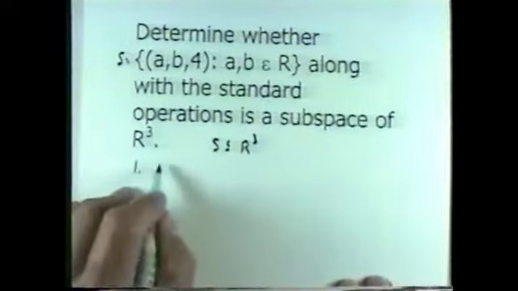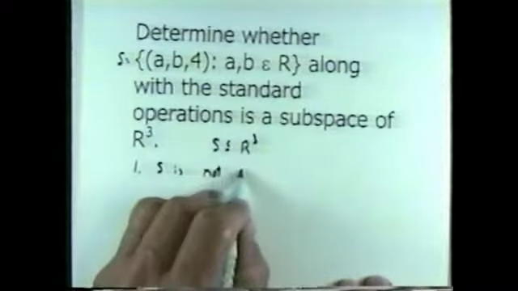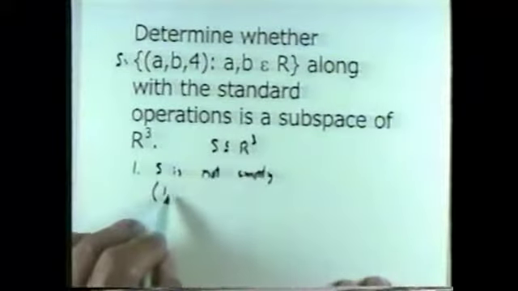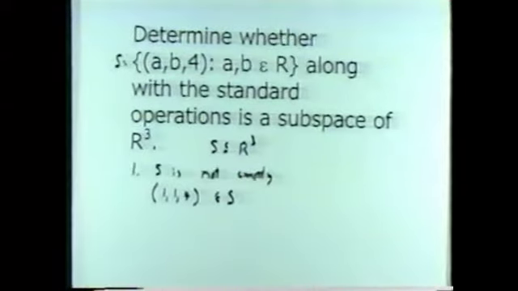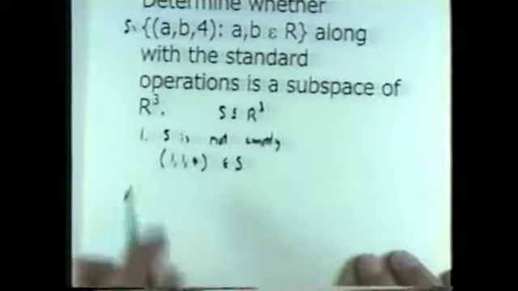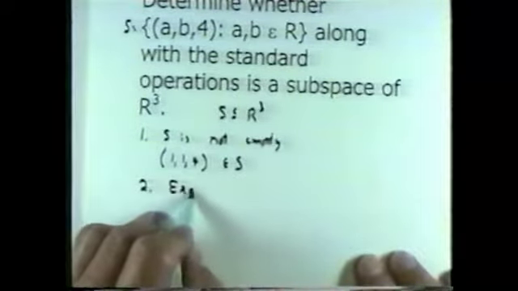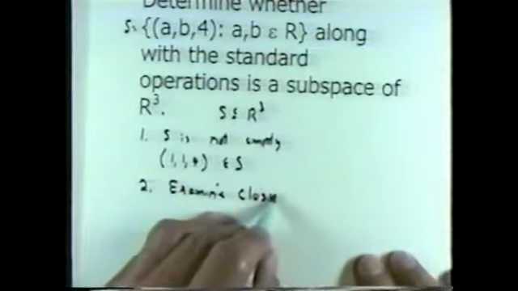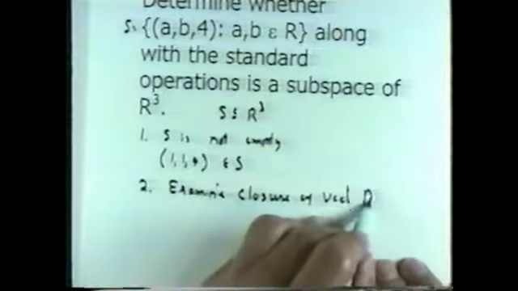So first we need to show that S is not empty. Well, (1, 1, 4) is an element of S. So I found an element in there. (1, 1, 4) is in S, so it's not empty. 2, we will examine closure of vector addition.